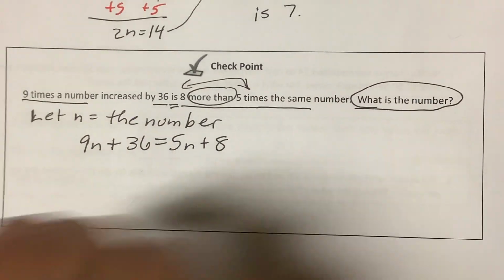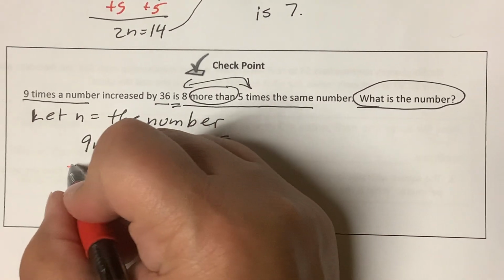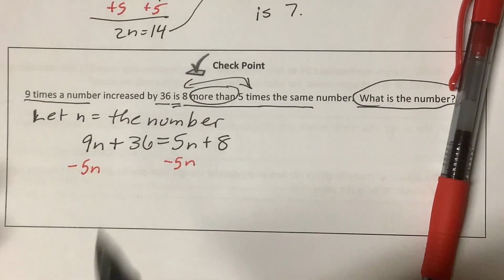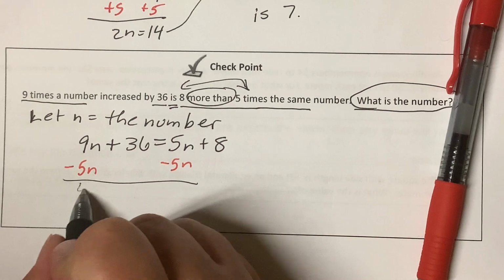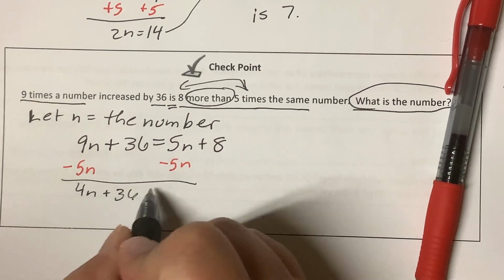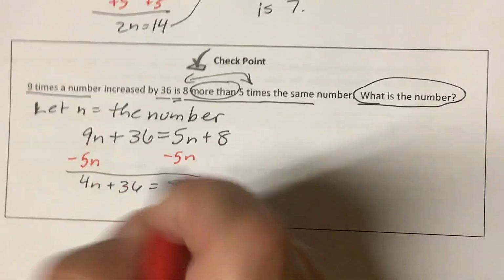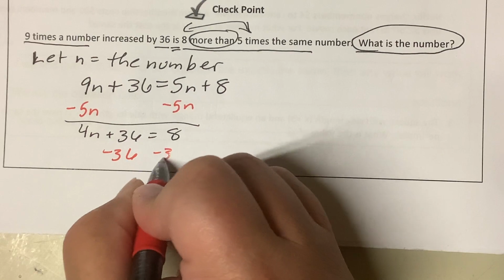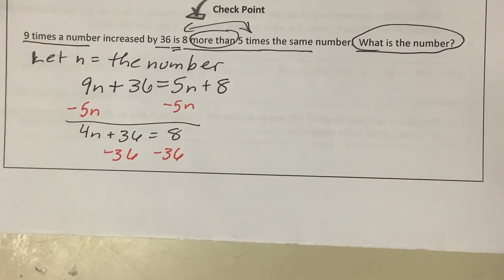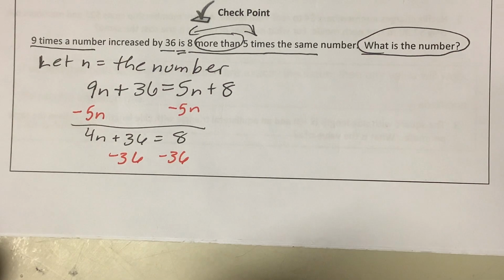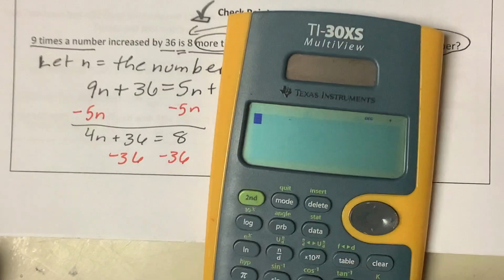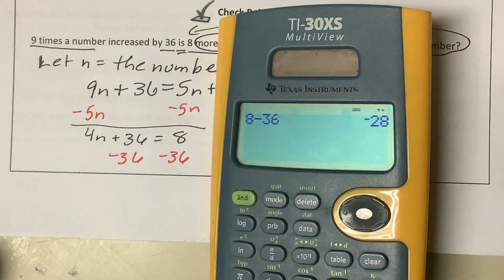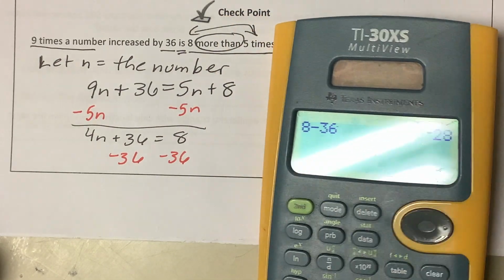All right, now I have to subtract 5n from both sides because I want to have all my variables on one side. And 4n plus 36 equals 8. Minus 36 from both sides. Let's see, 8 minus 36. Time to calculate again. Got my calculator back here. And 8 minus 36 is negative 24. Oh, wait, sorry, negative 28. I messed that up, didn't I?